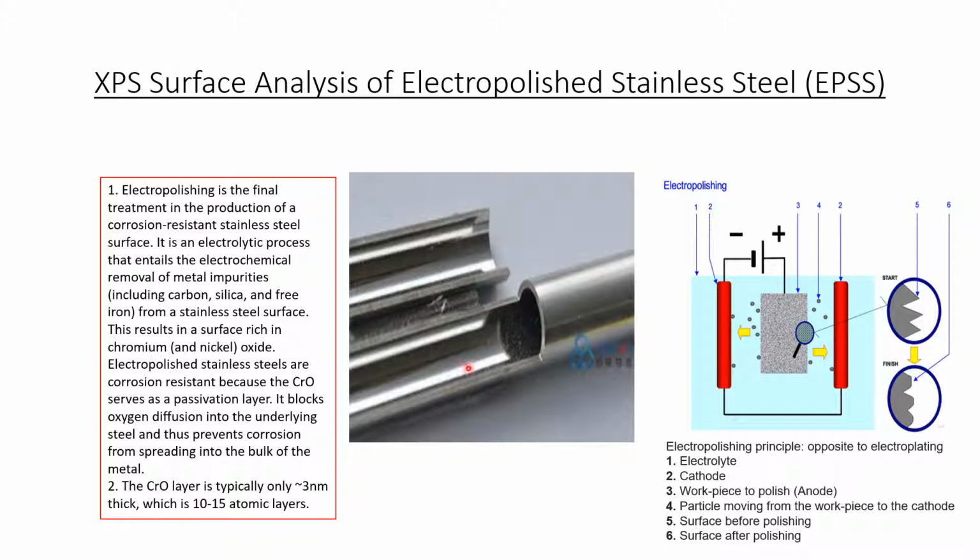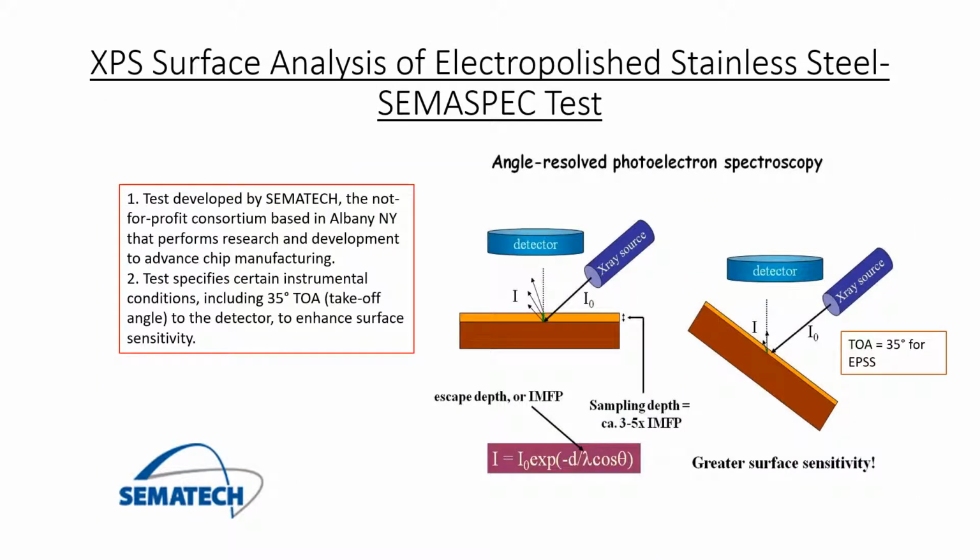The chromium oxide layer is typically only 3 nanometers thick, which is 10 to 15 atomic layers. The XPS analysis of this is based on the SEMI spec test. SEMI is the not-for-profit consortium based in Albany, New York, that performs research and development to advance chip manufacturing. And the test specifies certain instrumental conditions, including a 35-degree takeoff angle to the detector, which enhances surface sensitivity compared to the normal angle that's used.